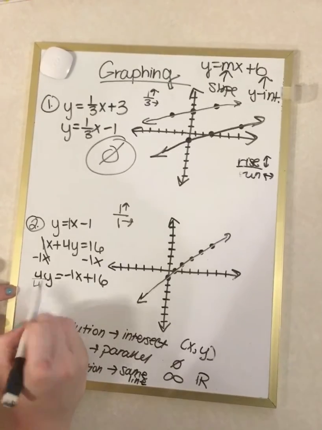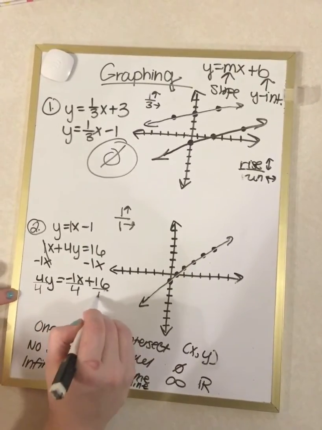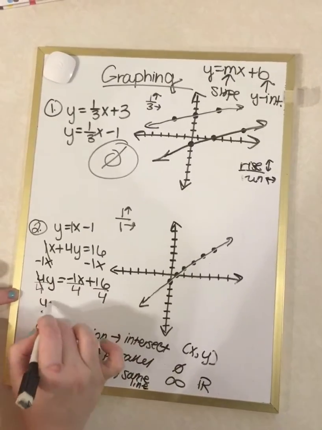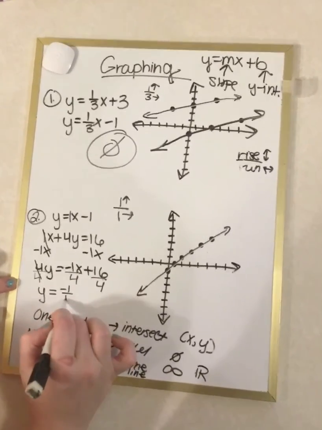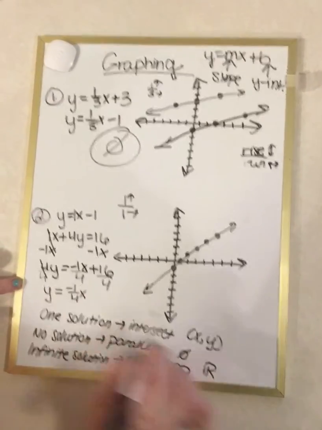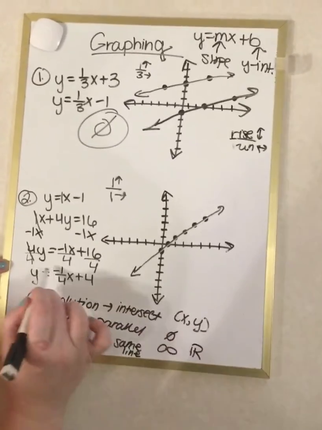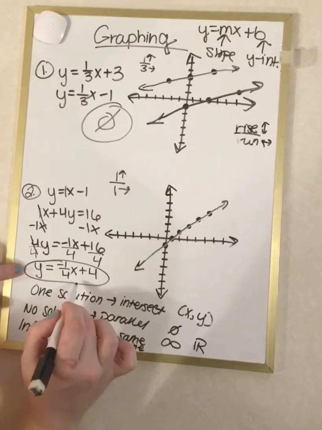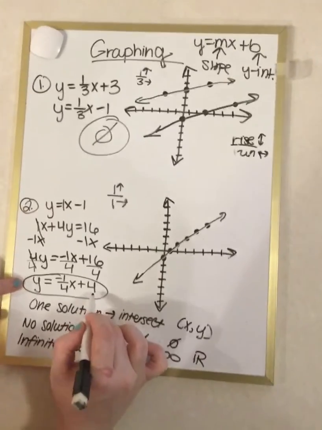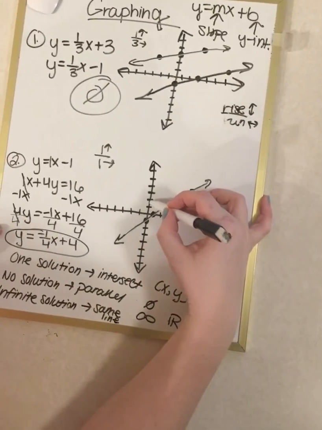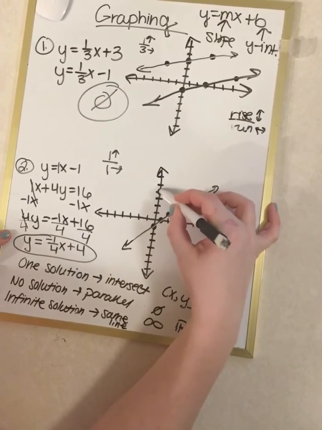Now I can divide everything by 4 to get the y by itself. And then we just simplify. So negative 1 over 4, that doesn't reduce. I'm going to leave it be because that's my slope. And then 16 over 4 is going to simplify to 4. This is what I'm going to graph now. So y-intercept is positive 4. So 1, 2, 3, 4, put a point.